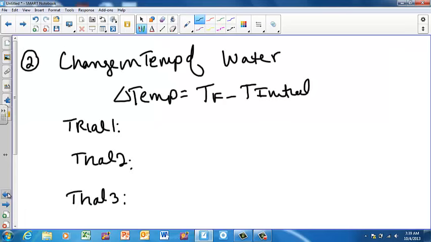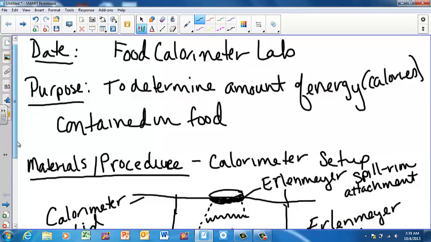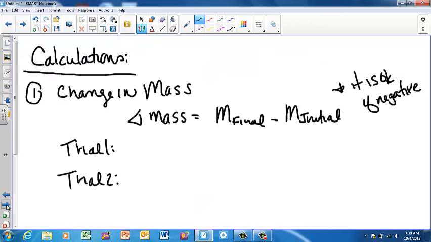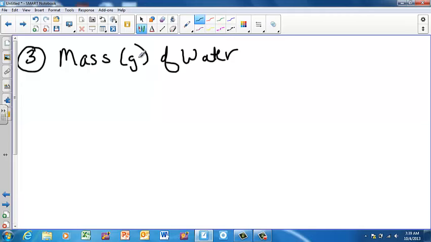Alright, then calculation number 3 is going to be the mass in grams of the water, because ultimately, why are we doing all this? Well, we need to figure out how much energy was absorbed. If I come back to my setup, remember, the way that we determined the flow is that the energy was released by the food, it was absorbed by the water. So when we do our calculation of Q in our specific heat equation, we need to measure how much energy change there was in the water. So we have to know the mass of the water.